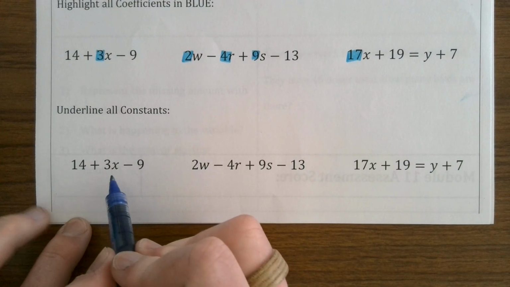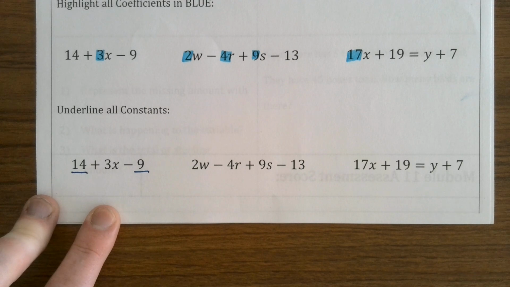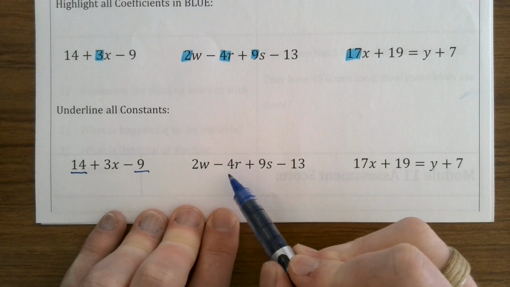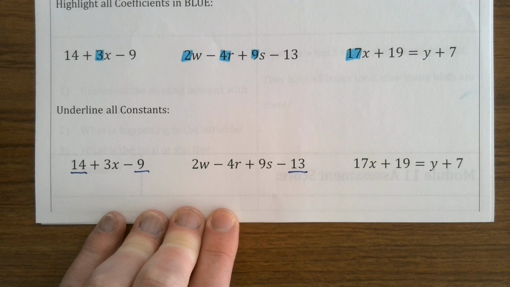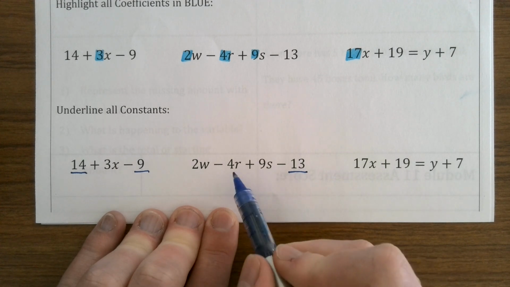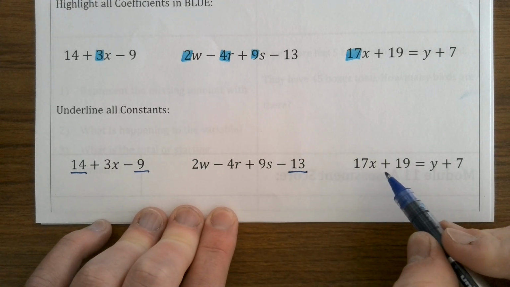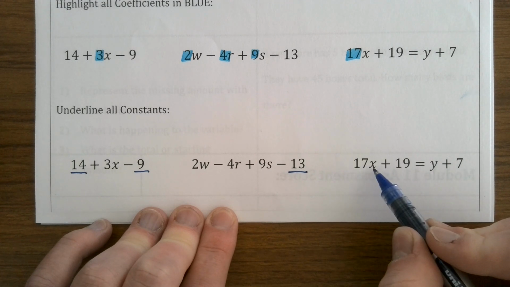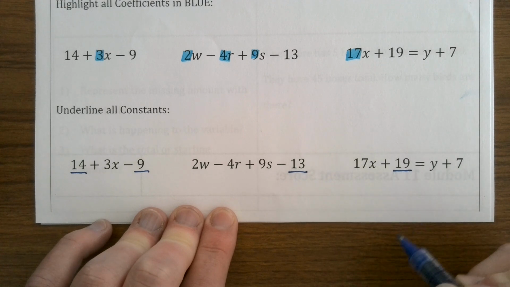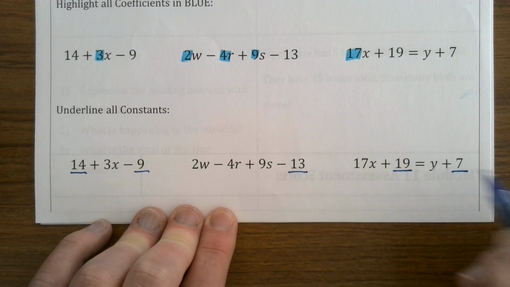In 14 plus 3x minus 9, well, 14 is a constant, it's by itself, and 9 is a constant because it's by itself. There's no variable attached. In 2w minus 4r plus 9s minus 13, 13 is the only constant. The others are attached to variables, which makes them coefficients. Lastly, 17x plus 19 equals y plus 7. Well, 17 is attached to x, so that's not a constant. 19 is by itself, so that is. Y doesn't have a coefficient. 7 is by itself, so that is also a constant.